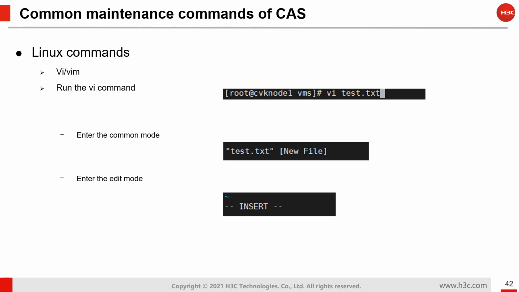vi or vim. Run the vi command. We can run the vi commands in the CVK background. When we run vi test.txt, we will create a txt file named test, and we will enter the command mode. It will show the txt file information. It will show it is a new file, and we can enter the insert mode to edit the txt file.